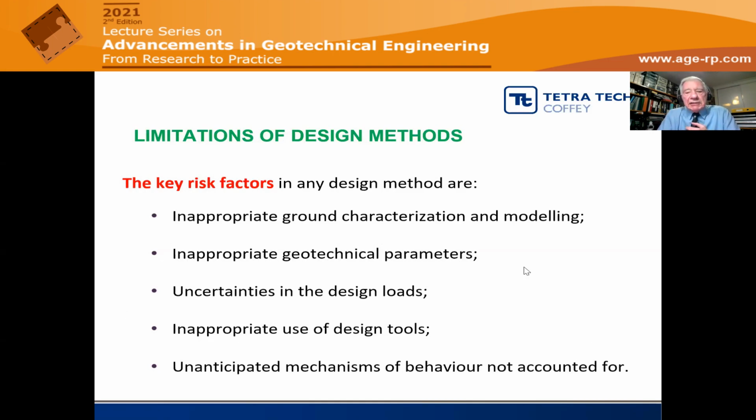So the key risk factors then that we need to recognize: inappropriate characterization of the ground. If you have a poor ground model, no matter how great your design method is, you will not get good results. If you have poorly chosen geotechnical parameters, that's a big risk. You have uncertainties inevitably in the design loads and in the design tools. And importantly, and this is not so much with conventional buildings, but with some more exotic structures, there may be unanticipated mechanisms of behavior that you don't account for. And these can also be risks.